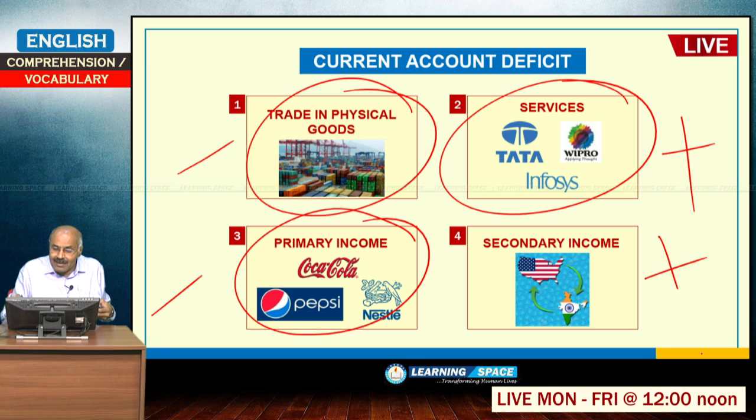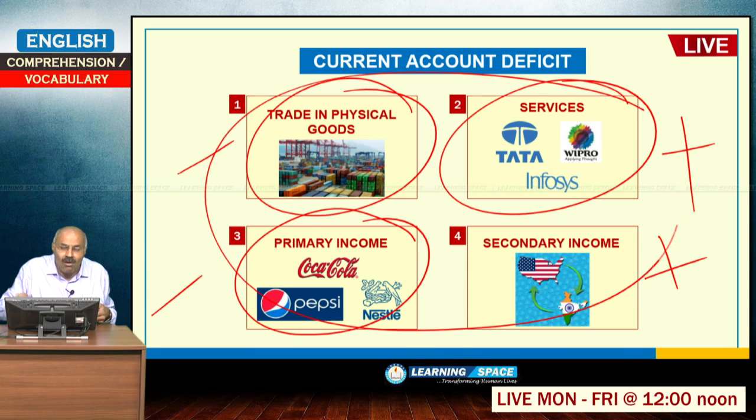And secondary income is the income which is sent by our brothers and sisters staying in America and Gulf countries to us. These are known as foreign remittances. So, these four are current account. We have a deficit in current account, which is not much, which reduced drastically. The reasons he explained now: moderate oil prices, at the same time reduction in gold imports.